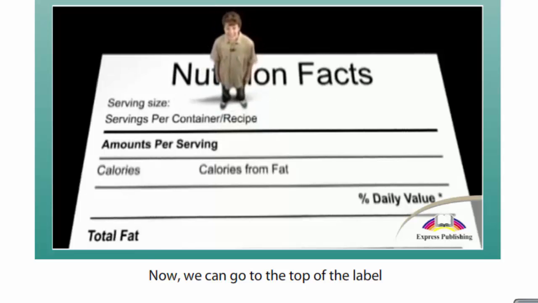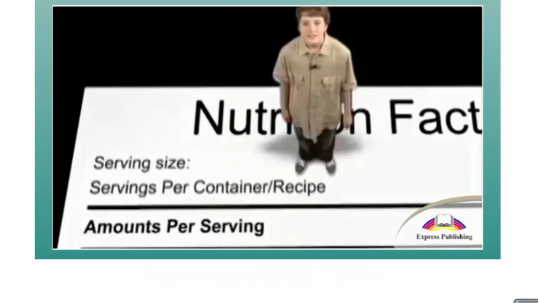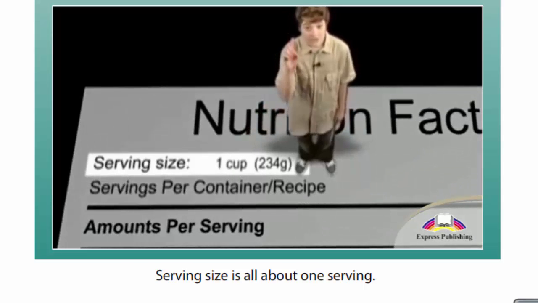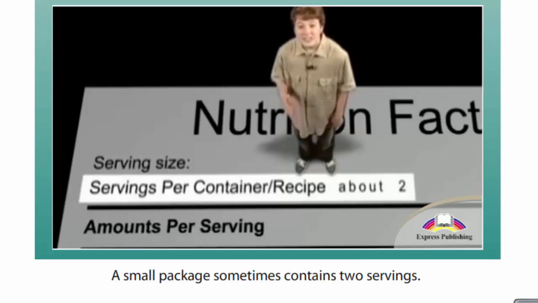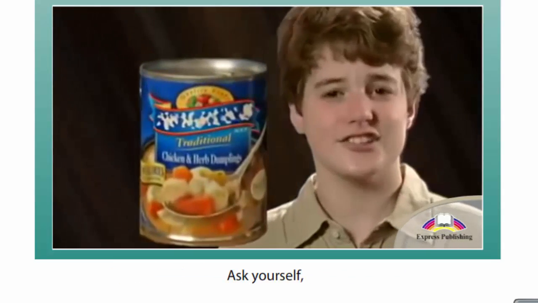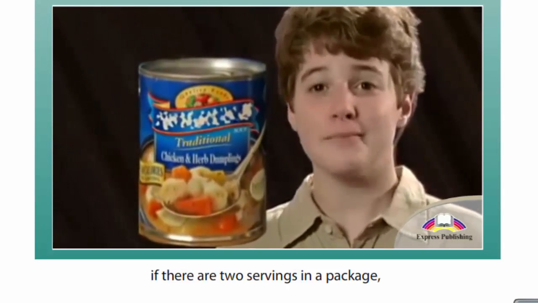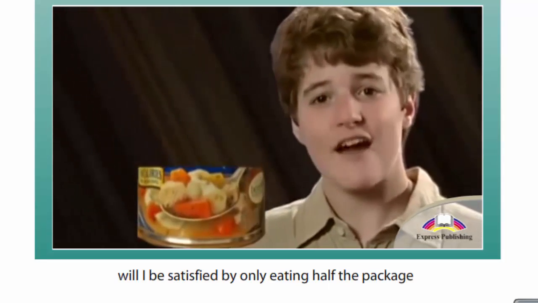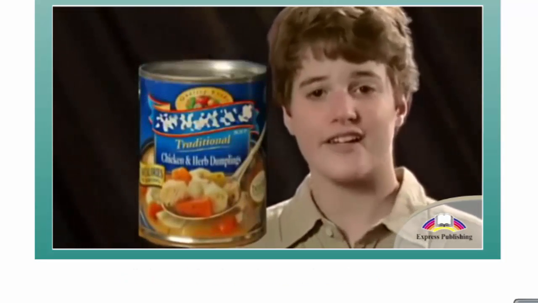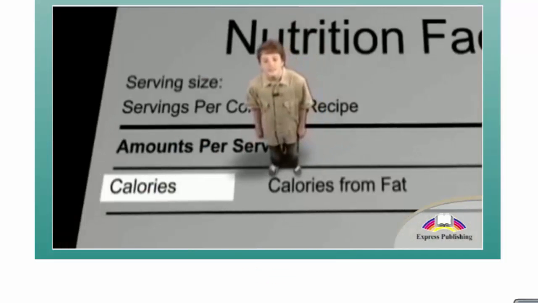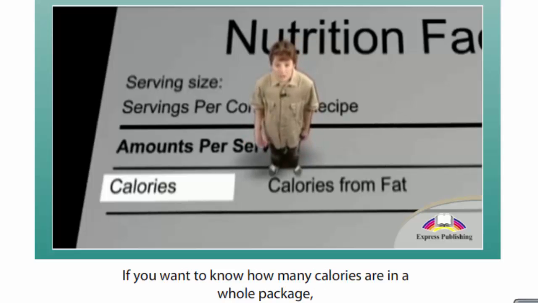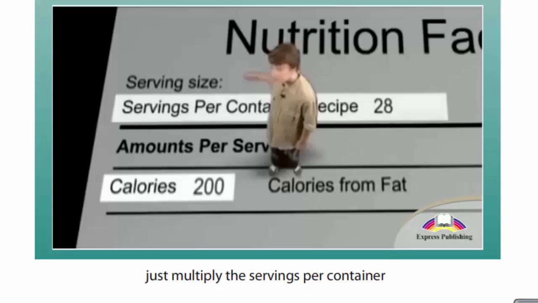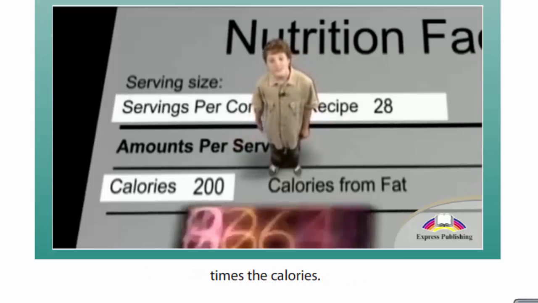Now we can go to the top of the label and evaluate. Serving size is all about 1 serving. Servings per container will tell you a lot more. A small package sometimes contains 2 servings. Ask yourself, if there are 2 servings in a package, will I be satisfied by only eating half the package, or will I want more than 1 serving? Calories. Obviously, the more you eat, the more calories you take in. If you want to know how many calories are in the whole package, just multiply the servings per container times the calories.